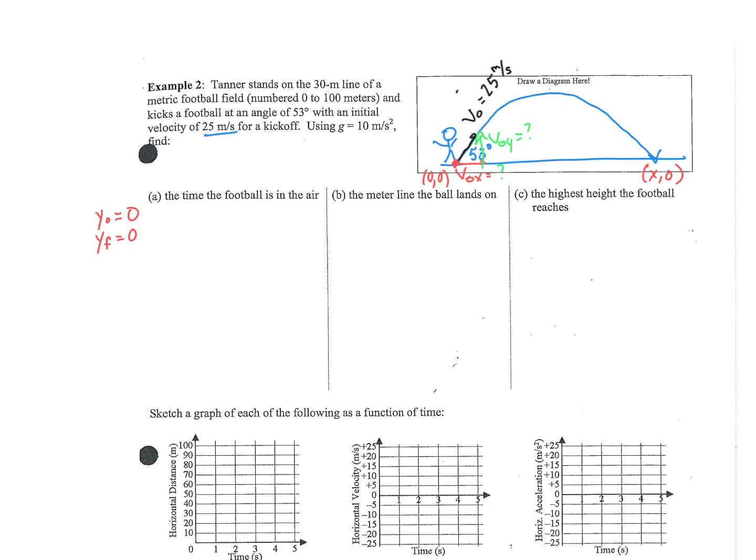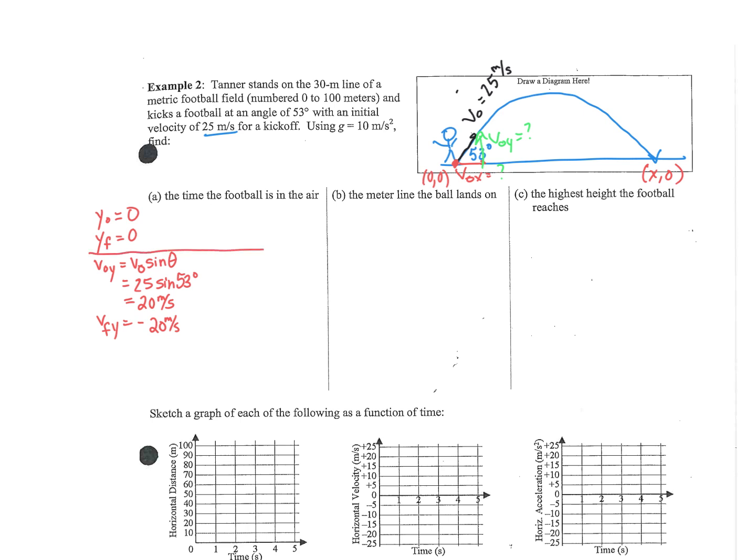We also know that V initial in the y direction is going to be V initial sine theta. So let's find it. That's going to be 25 sine of 53 degrees, which is equal to 20 meters per second. And you know what we also know? We know V final in the y direction, it's going to be the same speed going, but in the opposite direction. So it is negative 20 meters per second. This is going to help us and be even more handy. You can use either one of these to figure it out.